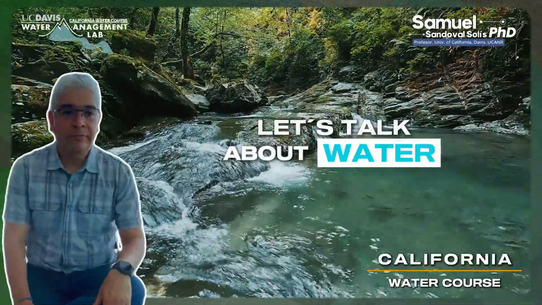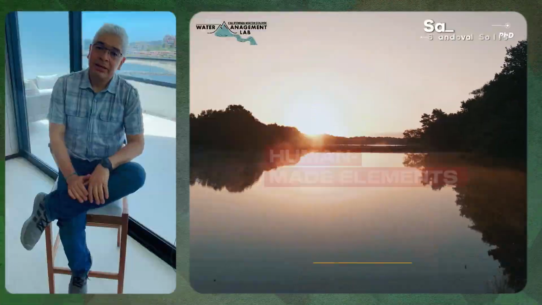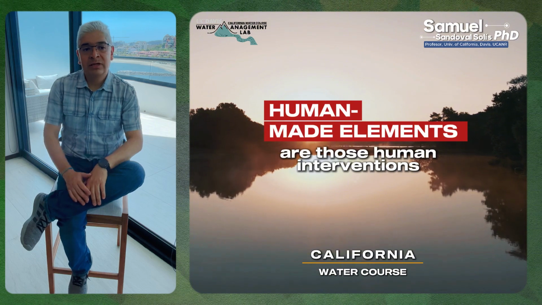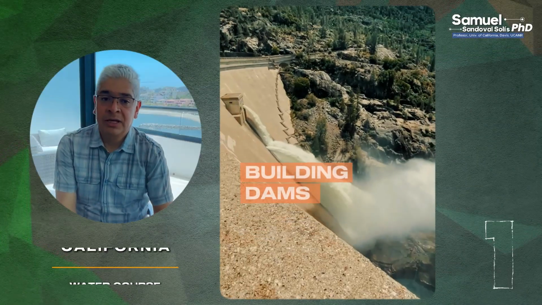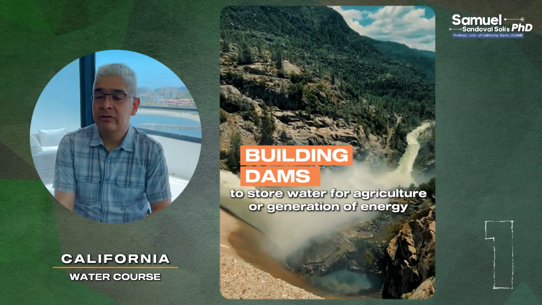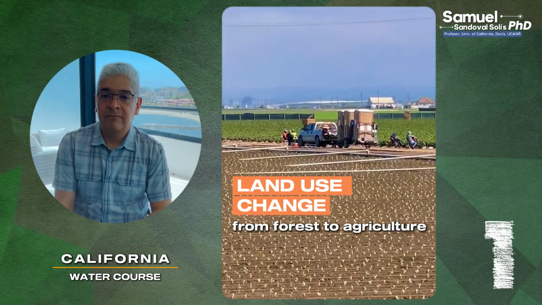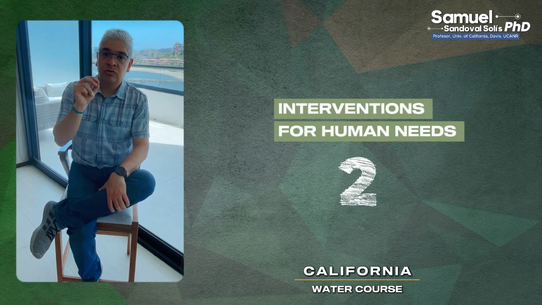Let's talk about water. What are the human-made elements of a water system? Human-made elements are those human interventions done to the natural systems due to, first, an economic activity. For instance, building dams to store water for agriculture or generation of electricity, land use change from forest to agriculture. Second, those interventions for human needs.